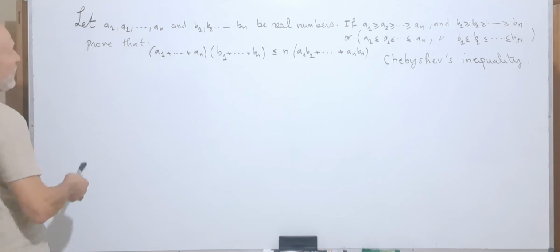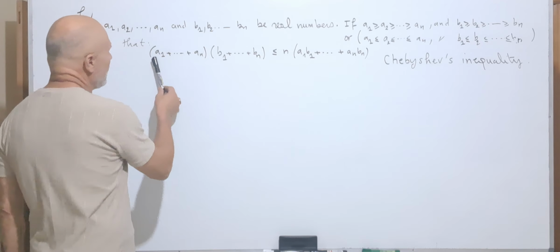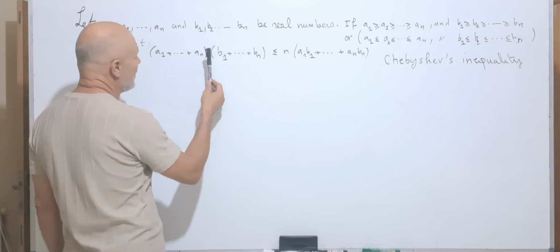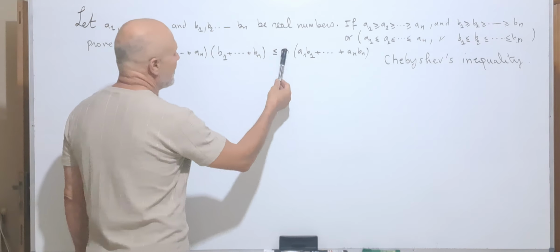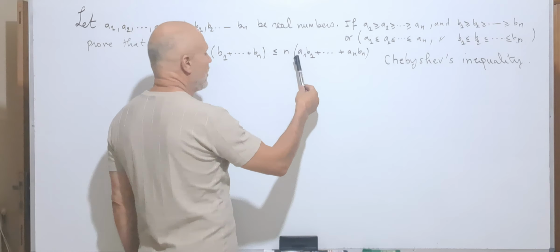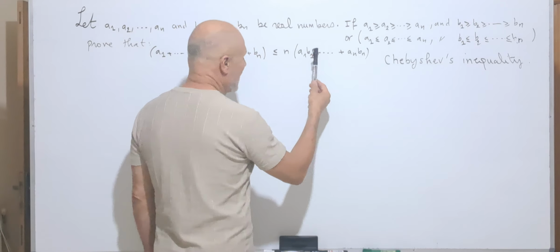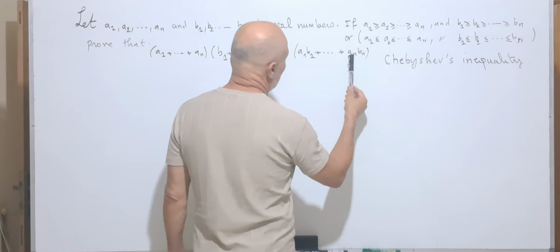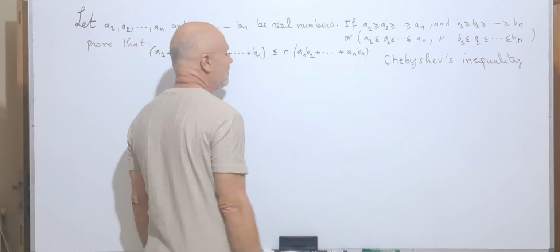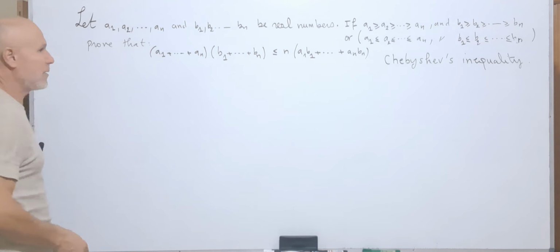The question says: prove that (a1 + ... + an) times (b1 + ... + bn) is less than or equal to n times (a1 b1 + ... + an bn), the diagonal terms, with n times.